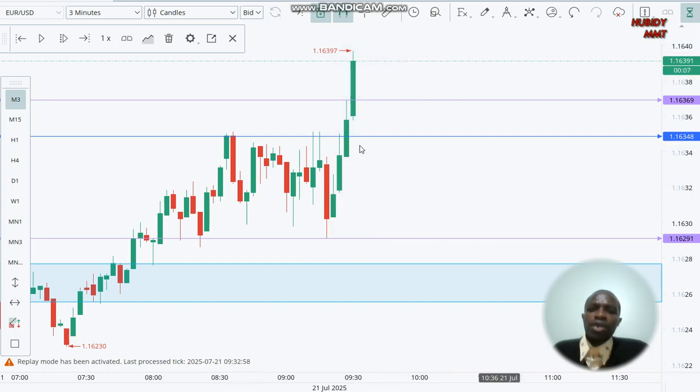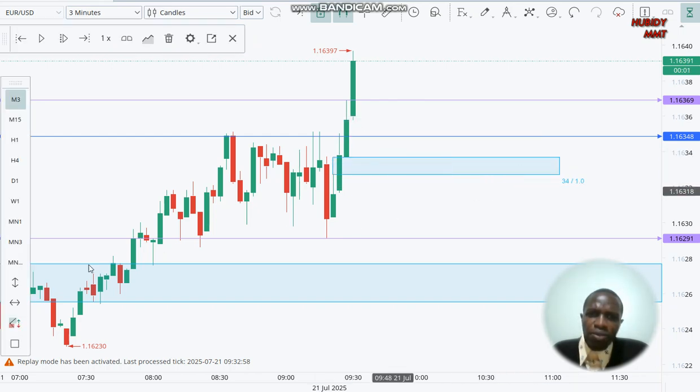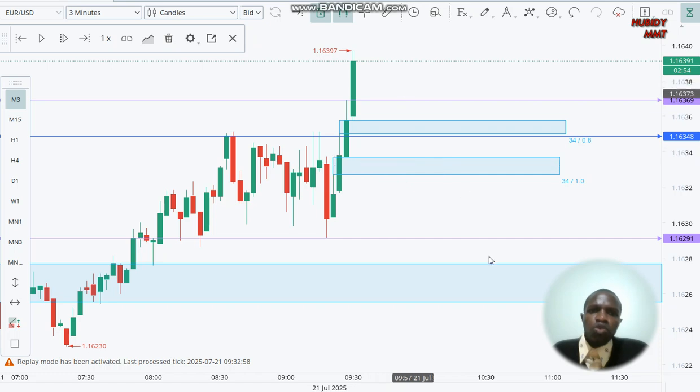Number 1, is there a fair value gap in this price leg? And I can see lots of fair value gaps. This is a fair value gap. This also is another fair value gap. So we have fair value gaps in this price leg, which shows that there is momentum.